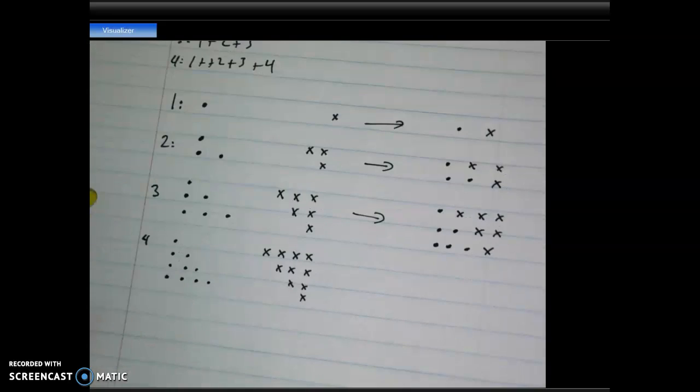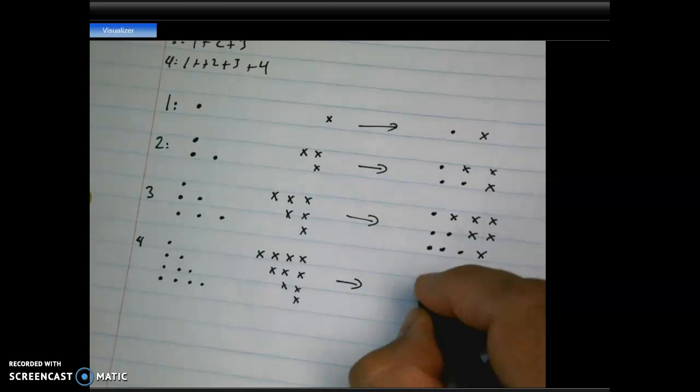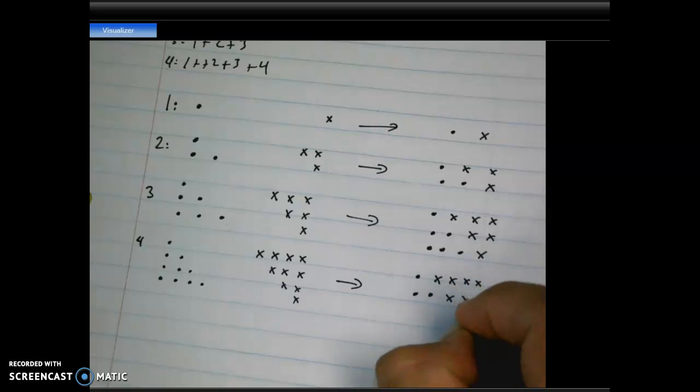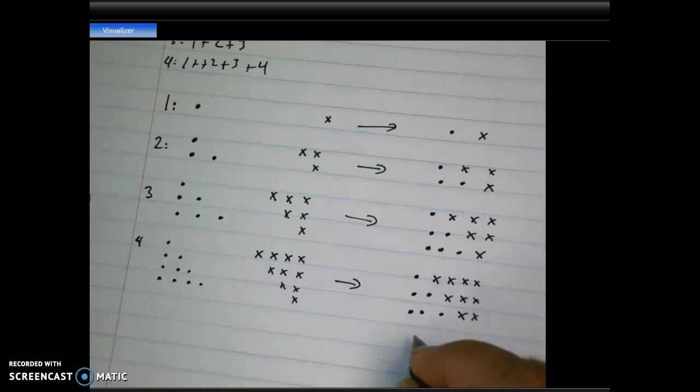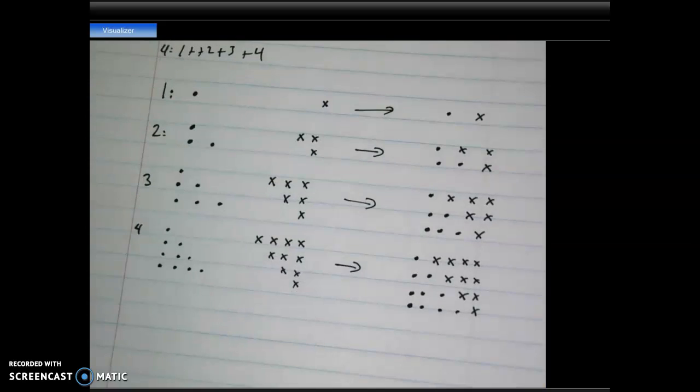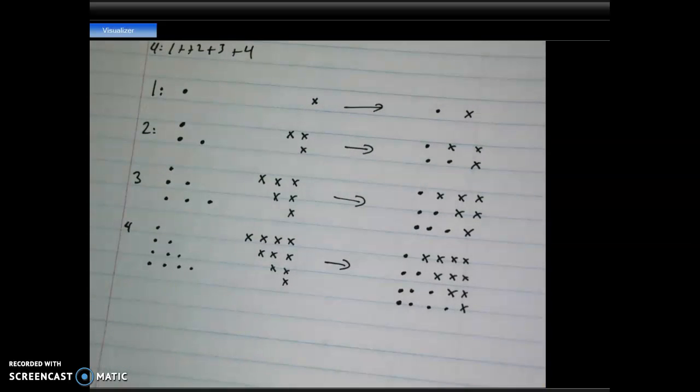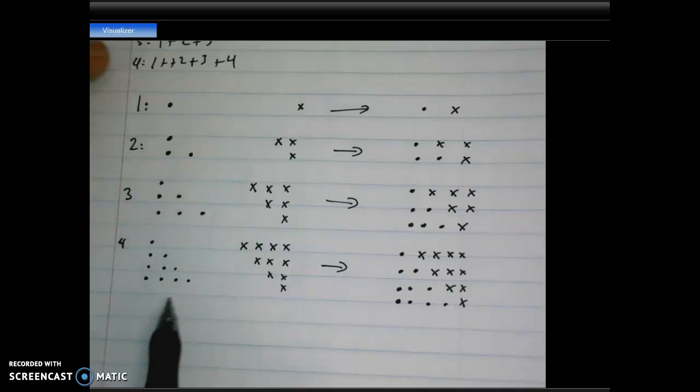Okay? And finally, a dot with 4 x's, 2 dots and 3 x's, 3 dots and 2 x's, and 4 dots and 1 x. So what we have here is we've taken these two numbers here. These are kind of what we call triangular numbers. And we've doubled it, and we come up with a rectangle.